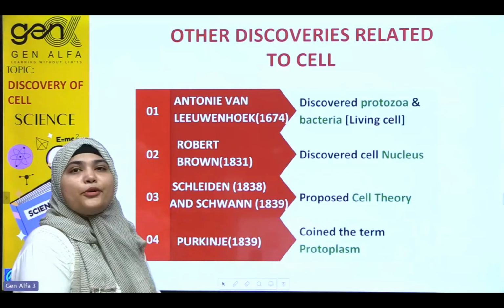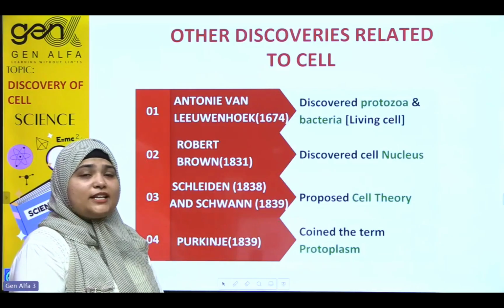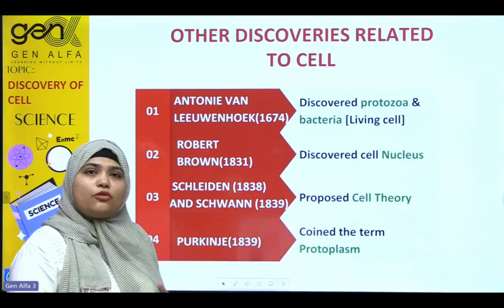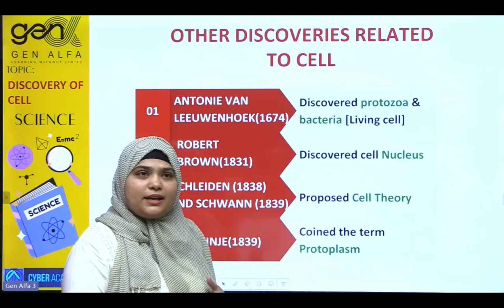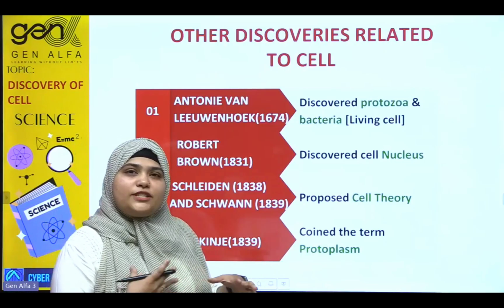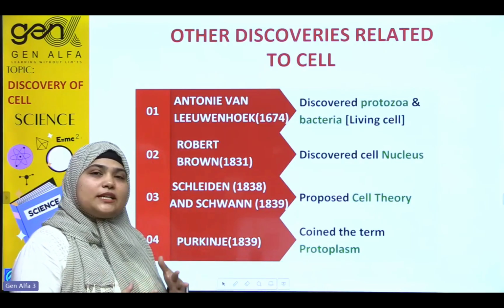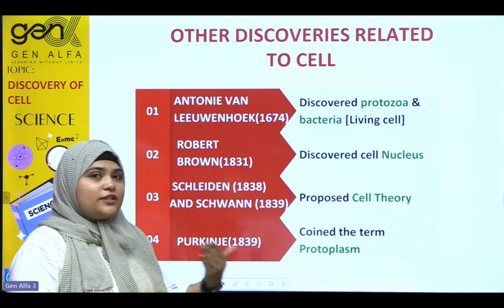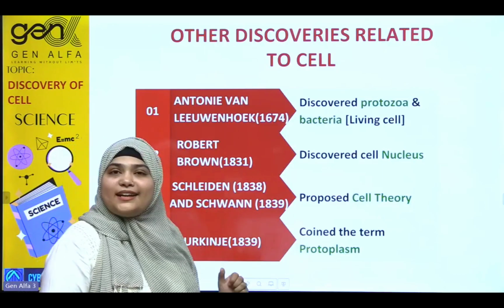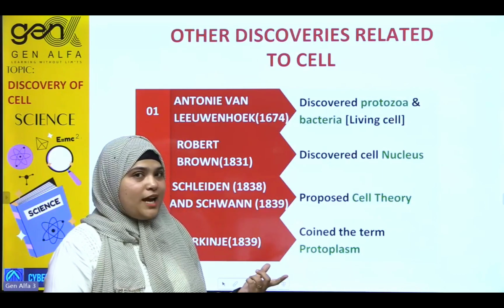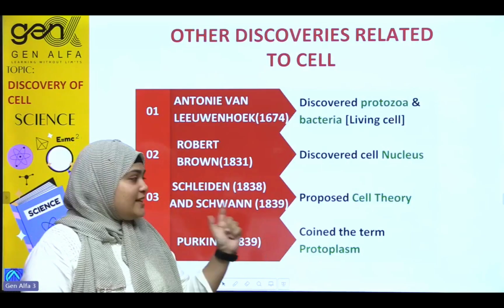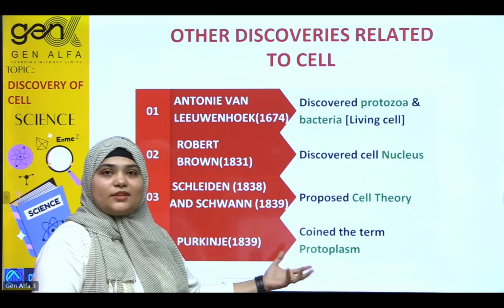Last, Purkinje. He was the scientist who coined the term protoplasm. Although protoplasm was discovered by Dujardin, at that time he named it sarcode. It was a kind of jelly-like substance present inside the cell. After that, Purkinje was the one who named it protoplasm. So protoplasm was discovered by Dujardin and named by Purkinje.